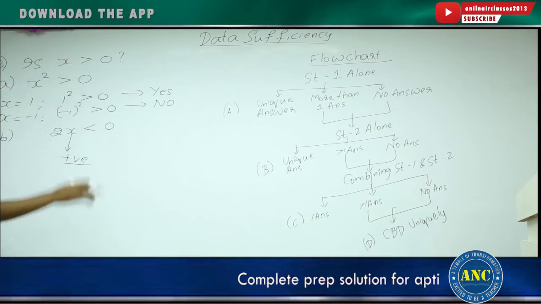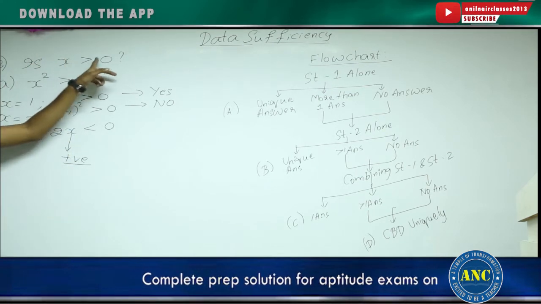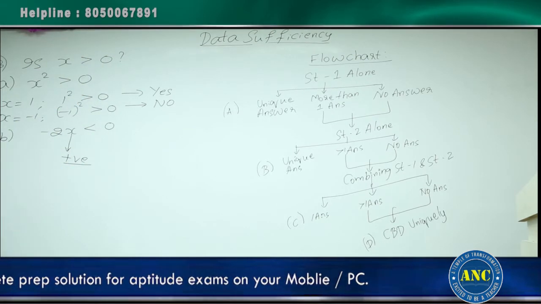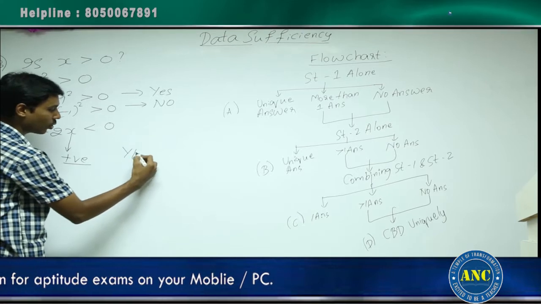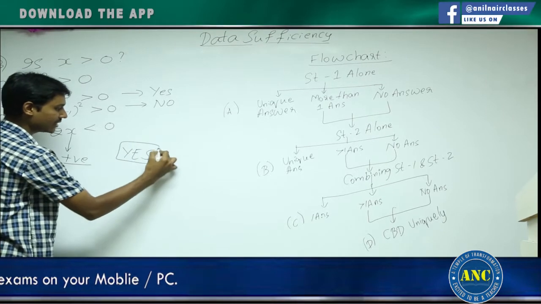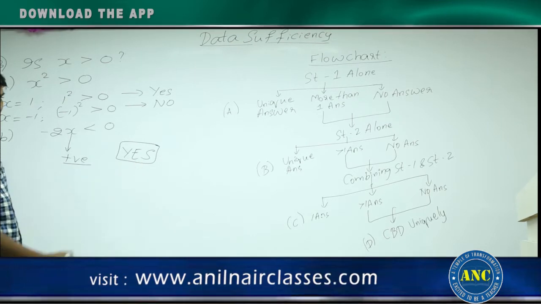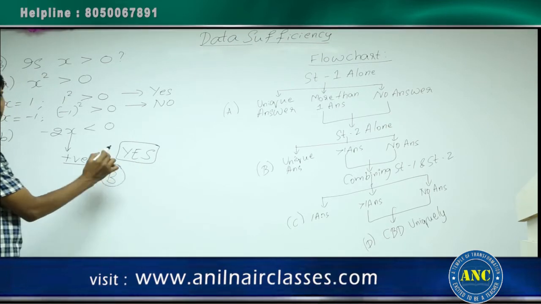Substitute this in the main question, question yourself: is positive greater than 0? Are the positive numbers greater than 0? Yes, all the positive numbers are greater than 0. That means you are telling only one answer, and that answer is yes. After taking statement 2 alone, you are telling a unique answer. Your answer option is option B.